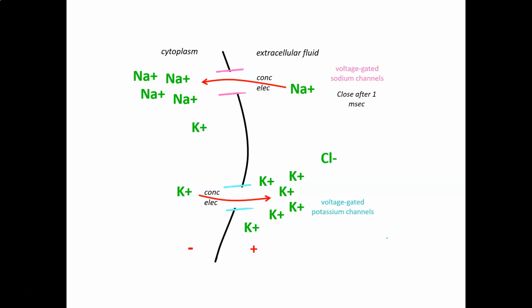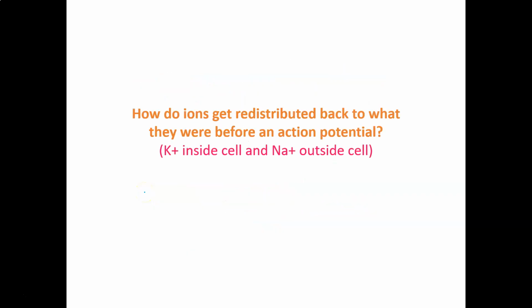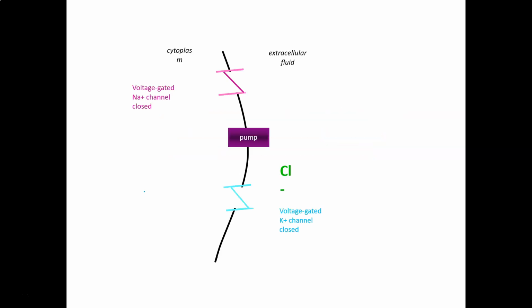now what? We're at a scenario where there's too much sodium inside and too much potassium outside. This is not a good situation for the neuron to be in order to have another action potential. Sodium needs to get kicked out, potassium needs to get kicked in. So how do the ions get redistributed back to where they were before the action potential occurred? Thank you, sodium-potassium pump. Yay!